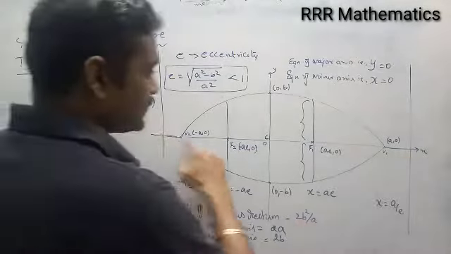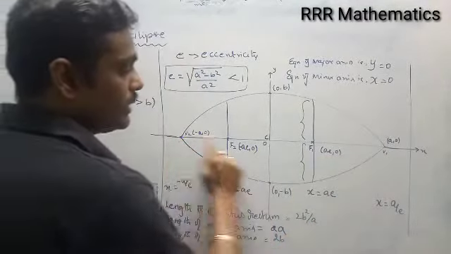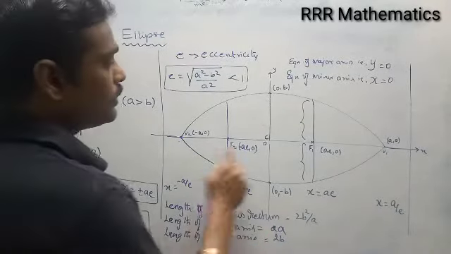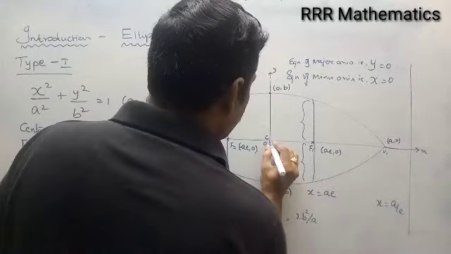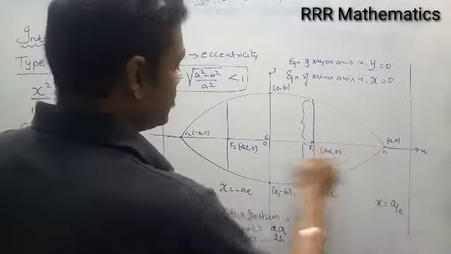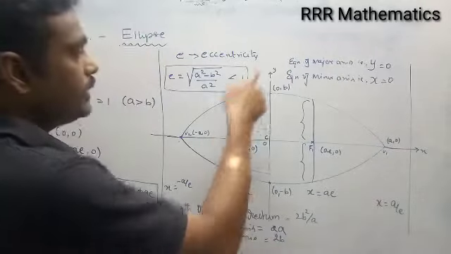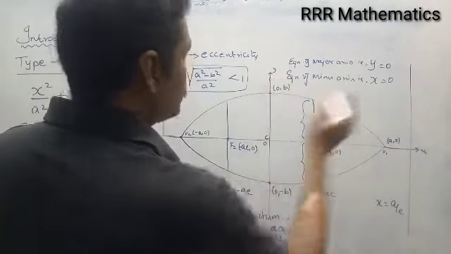And length of major axis, this is the major axis, from here to here a, from here to here a. So the length of major axis will be 2a. And length of minor axis will be 2b. This is b and this is b. Therefore the length of minor axis will be 2b. And this is the major axis, so equation of major axis will be x axis, that is y equal to 0. Equation of minor axis, that is y axis, that is x equal to 0.